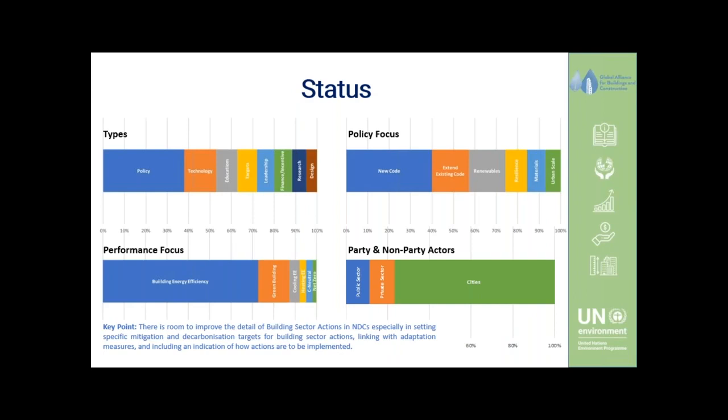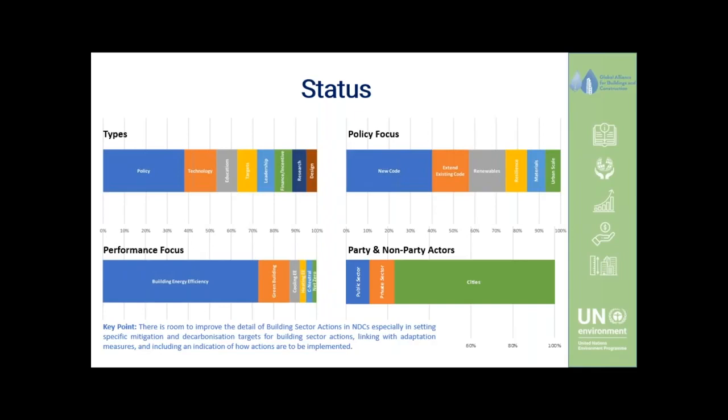So we looked at what were the actions that were being included in NDCs and which ones would perhaps provide an opportunity for increased mitigation coverage. What we found was that the types of actions being included are mainly to do with policy. So this is the global status now. Policies including building energy codes, policies for incorporating energy efficiency labeling and standards for appliances, but also for building energy in use. So this includes things like energy rating for existing buildings and renovations and so on.